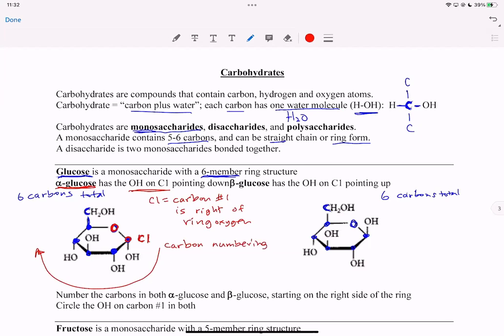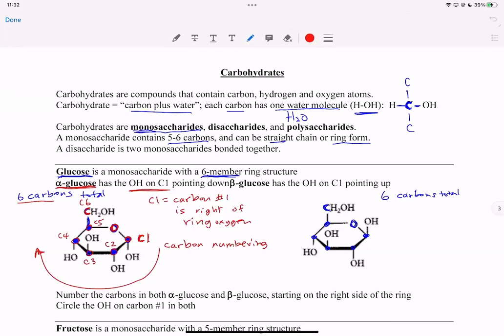So this is carbon number 2 right here. And then this is carbon number 3 right here at that joint. This is carbon number 4. This one right here is carbon number 5. And then this right here above the ring is carbon number 6. So those are your 6 carbons total.